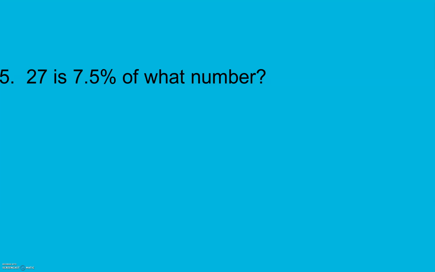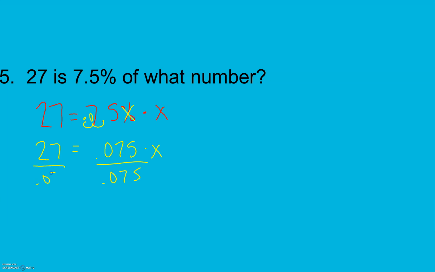27 is 7.5% of what number? So we have 27 is, means equals, 7.5% of, means times, what number? That's our variable. We're going to switch it to a decimal here to get rid of our percent. Now, to get x by itself, it's being multiplied, so we go ahead and divide. And x is going to be 360.